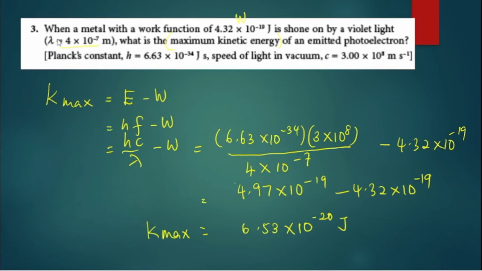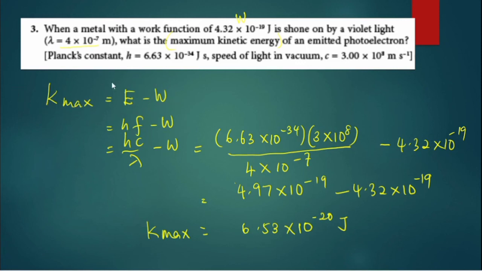Number 3, a metal with work function 4.32 times 10 to the power of negative 19 joule is shone on by violet light of a given wavelength. What is the maximum kinetic energy of an emitted photoelectron, given the Planck constant and the speed of light in vacuum c?